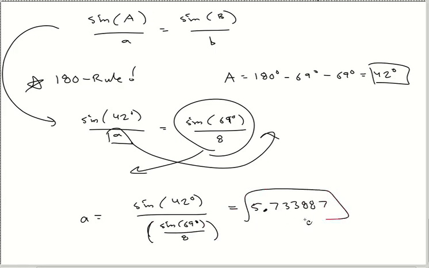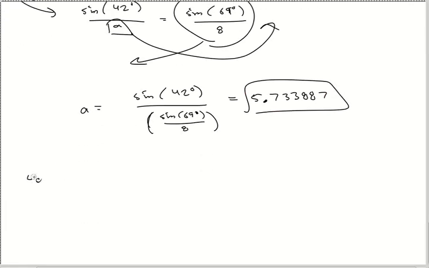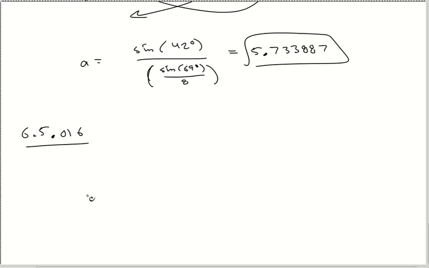5.733887. There we go. Cool. Moving on, next one. 65016. So I got this longer kind of triangle.